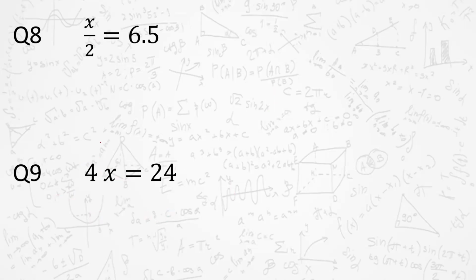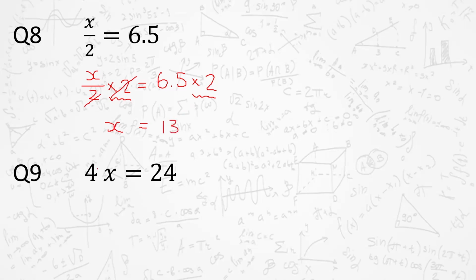Next slide, question 8. So x over 2 equals 6.5. So to find x on its own, we need to get rid of the denominator of 2. To do that, we need to times by 2. But remember, whatever you do to the left-hand side of the equation, you need to do to the right-hand side of the equation. So the 2 and 2 cancel out. We have x equals 6.5 times 2, which is 13.